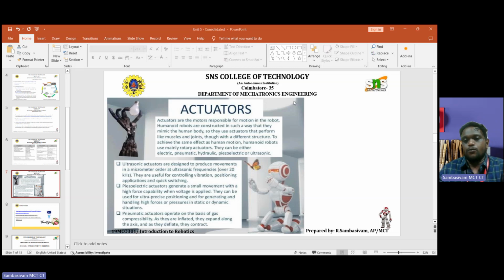This was about humanoid robot sensor classifications and how they have been developed. I think some overview has been given.